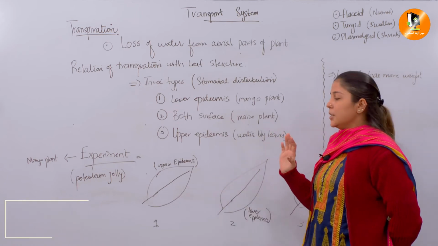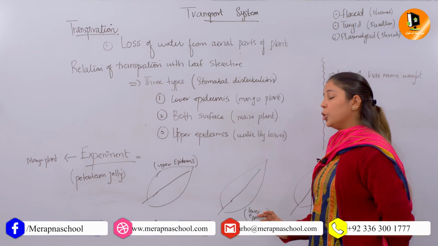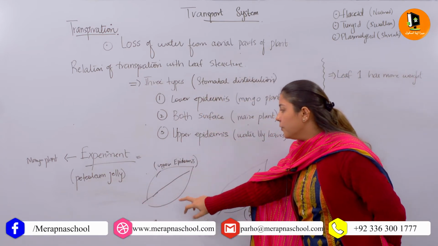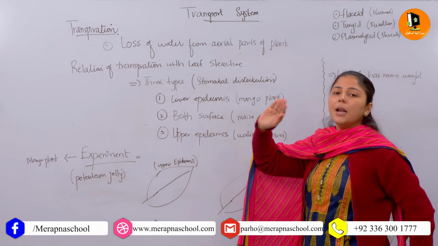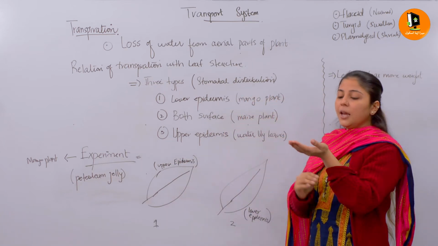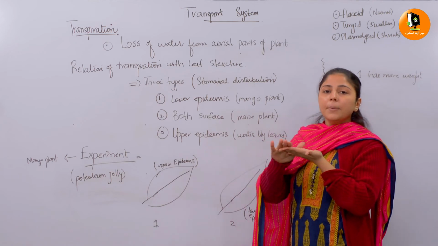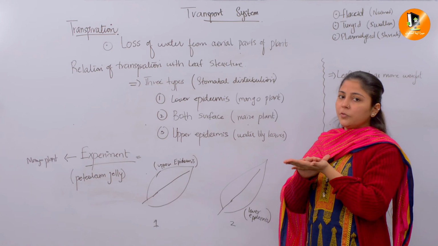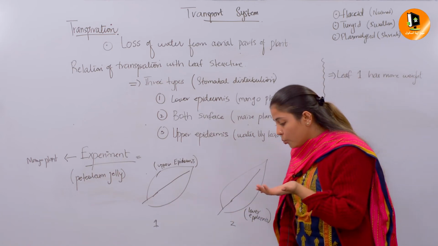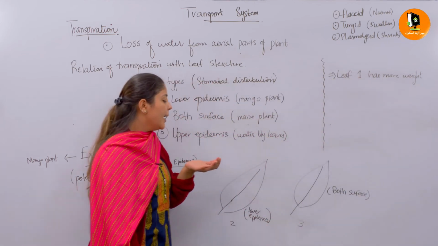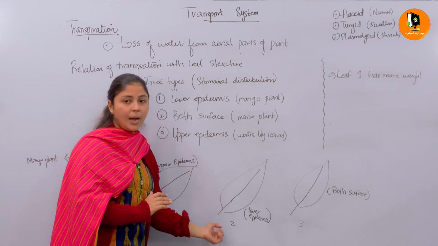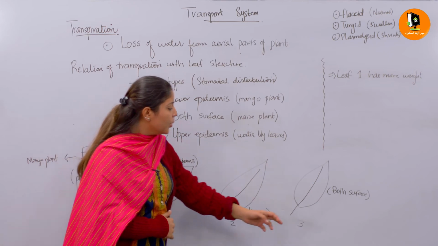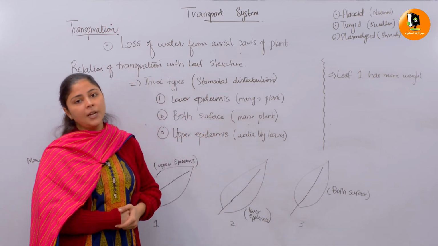First you are going to weigh it, and in the second step you will apply the petroleum jelly. On the first leaf you will apply it on the upper epidermis, the upper surface of the leaf. In leaf 2, you are applying the jelly on the lower epidermis. And in the third one, you are going to apply it on both sides.